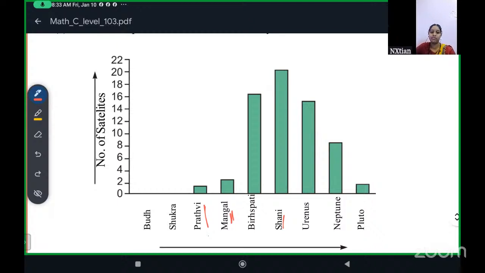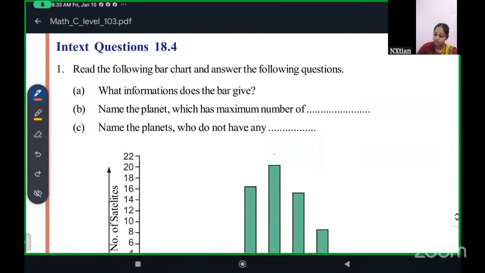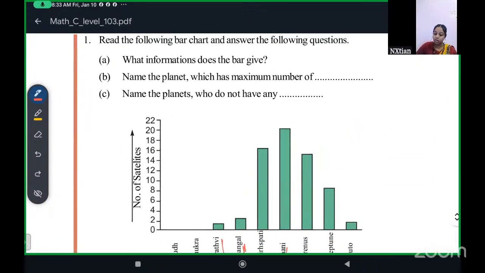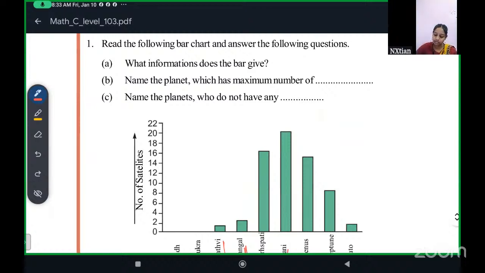And how do Neptune and Pluto have a satellite? It takes more than a year for a person to reach Neptune or Pluto. Yes, I get it. So I don't think this data is actually scientifically verified, but it's just an example. So let's get it over with. A bar graph gives the information of the number of satellites on different planets.